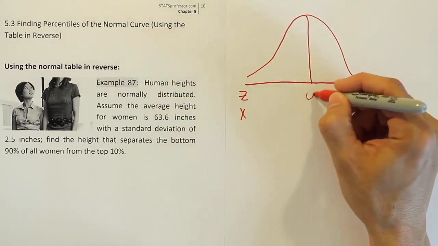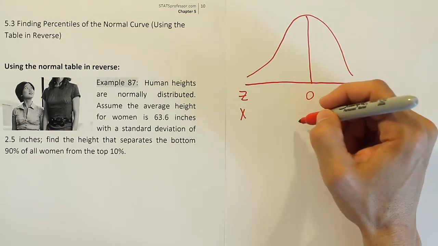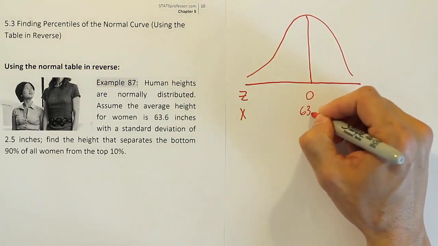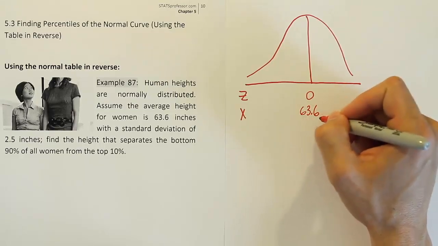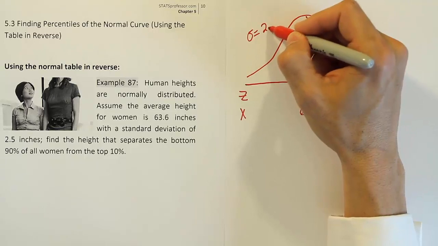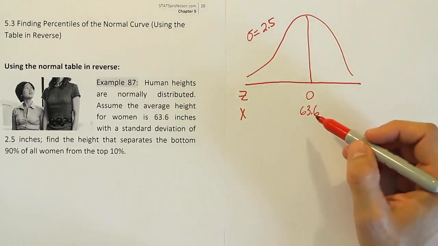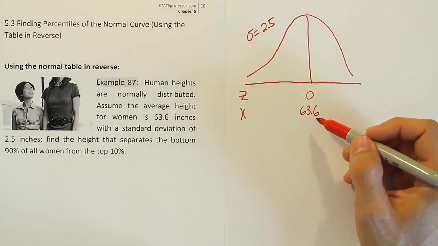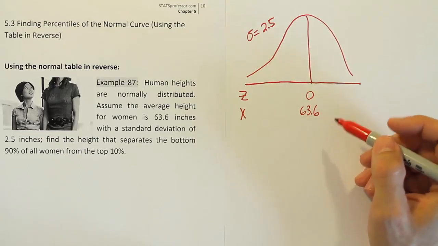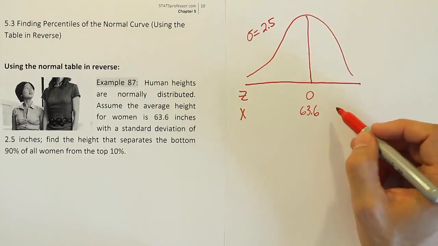So the center of the z-axis is 0. The center of the x-axis will be the average. It says the average height for women is 63.6 inches, or about 5'4". The standard deviation, they say, is 2.5, so we're going to put that number in. And now if we're looking for the height that separates the bottom 90% of all women, here's where things become different. We're actually going to be looking for a value on the curve.